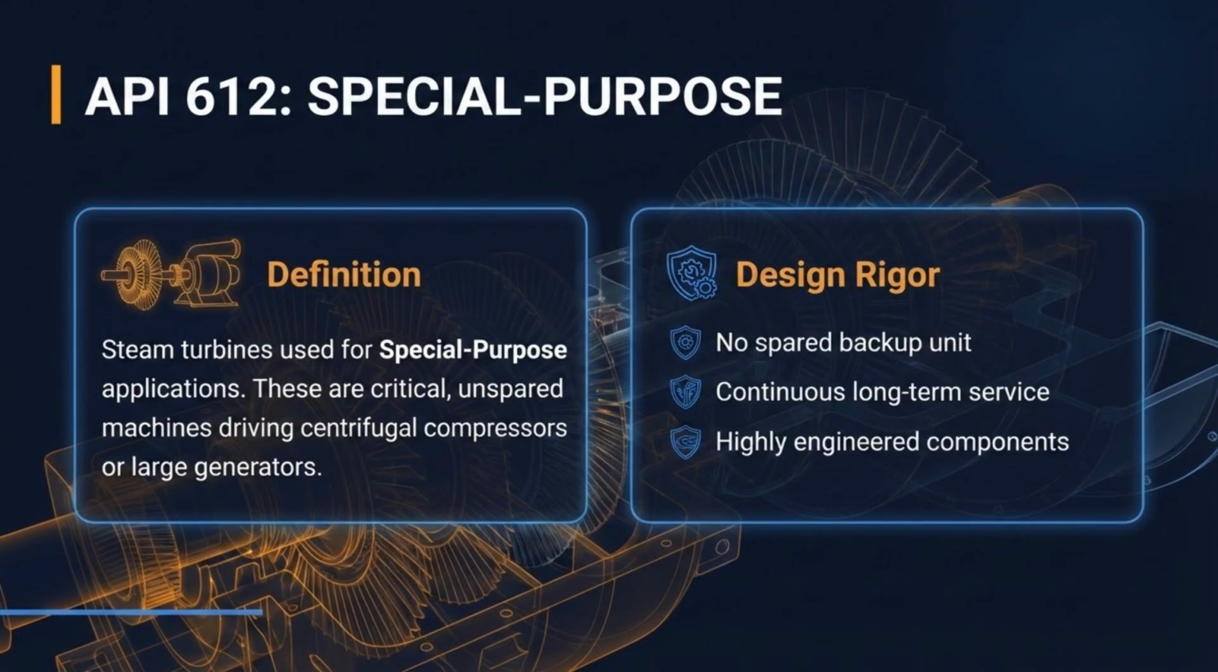In contrast, API 612 is for special purpose applications. These machines are critical and unspared, driving major equipment like centrifugal compressors or large generators. Because there is no backup for these units, they require continuous long term service and utilize highly engineered components to prevent any unplanned downtime.